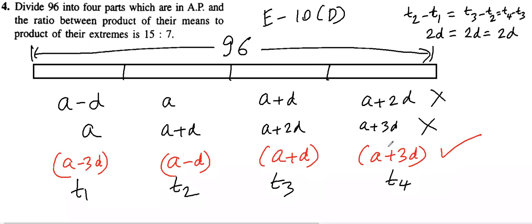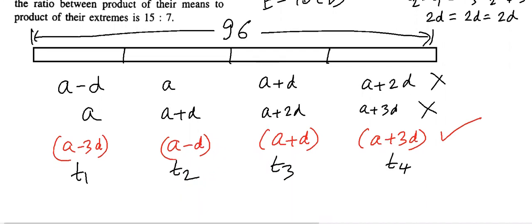Now, what it says: the ratio between the product of their means. Okay, what are the means? Mean कहते हैं इसको. These are called mean. ये जो बीच वाले जो terms आपको दिख रहा है ये, इसे कहते हैं mean.